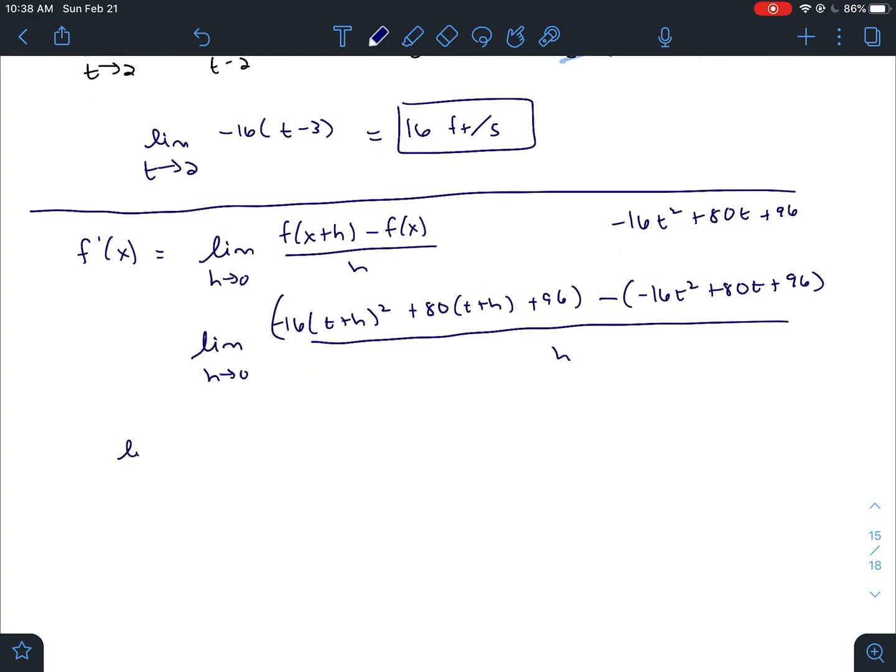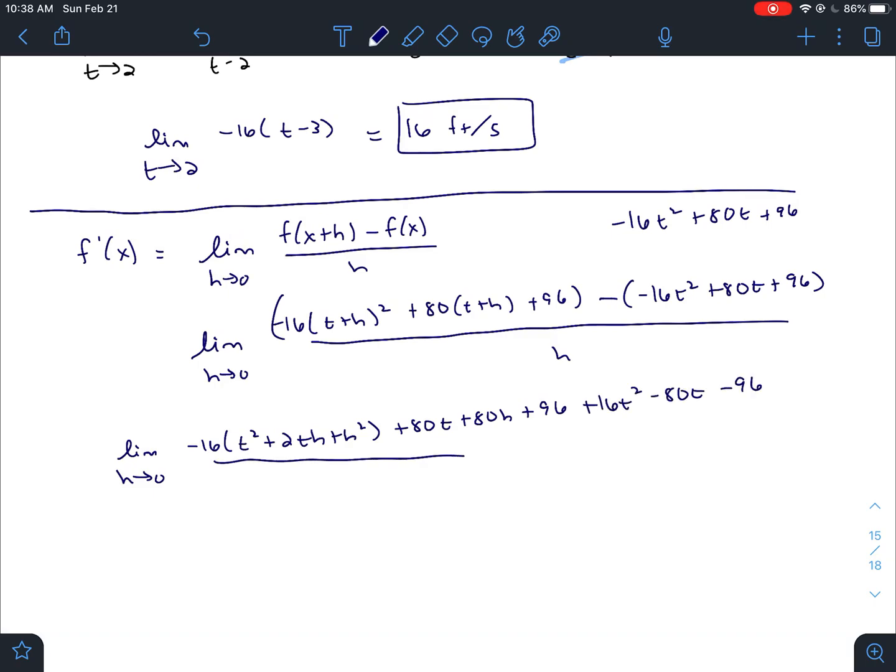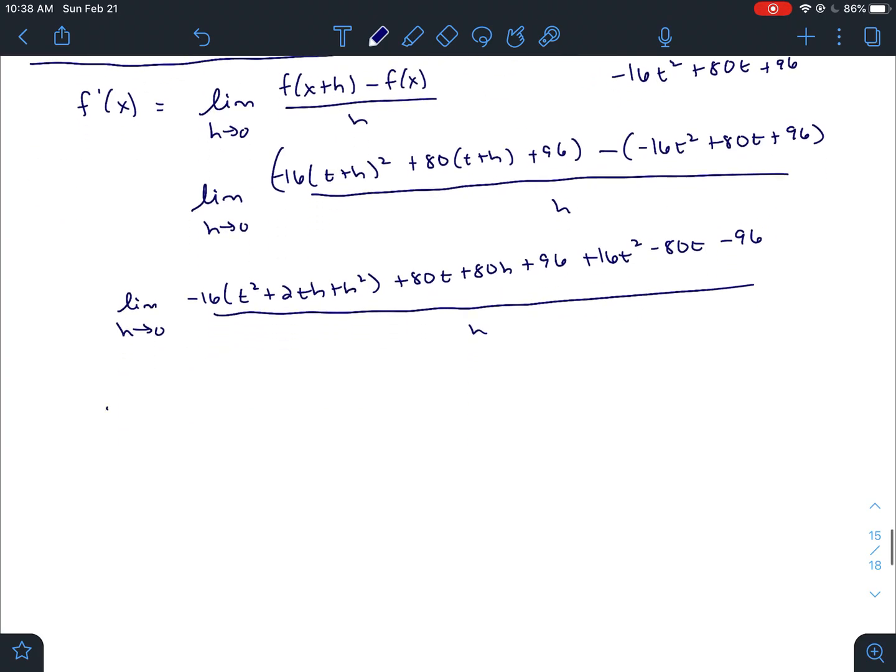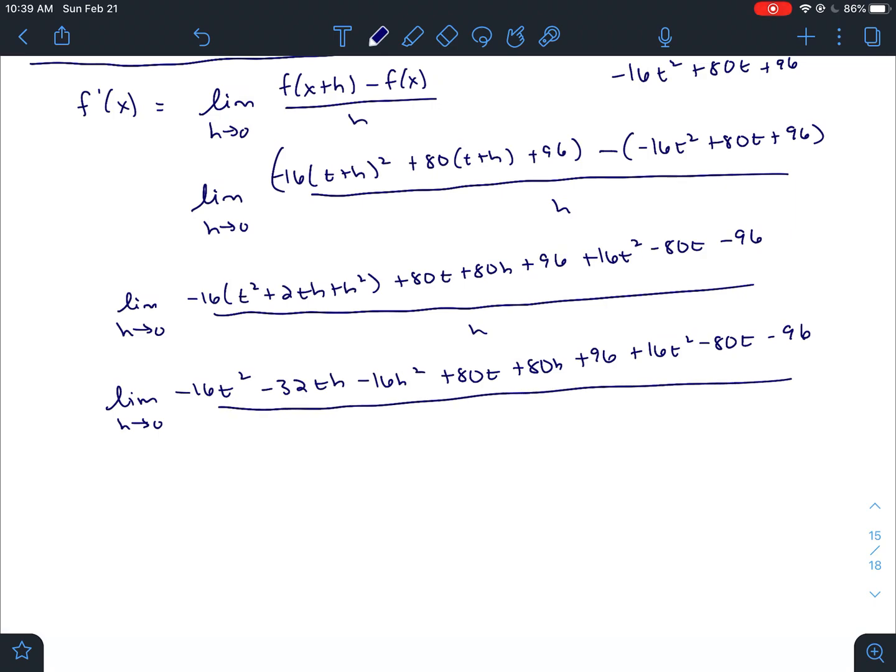And so if I multiply this out, I'd get the limit as h goes to 0 of negative 16t squared plus 2th plus h squared plus 80t plus 80h plus 96, then plus 16t squared minus 80t minus 96 all over h. And distribute that negative 16, so I would get negative 16t squared minus 32th minus 16h squared plus 80t plus 80h plus 96 plus 16t squared minus 80t minus 96 all over h.